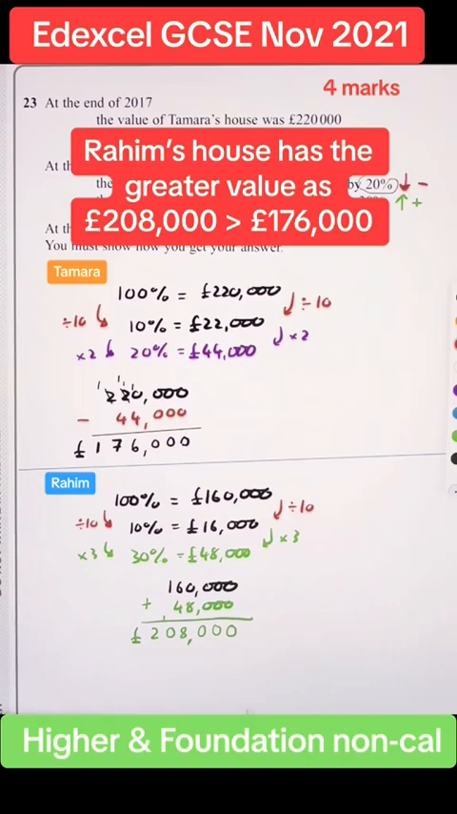Hence, Rahim's house had the greater value at the end of 2019, as 208,000 is greater than 176,000.